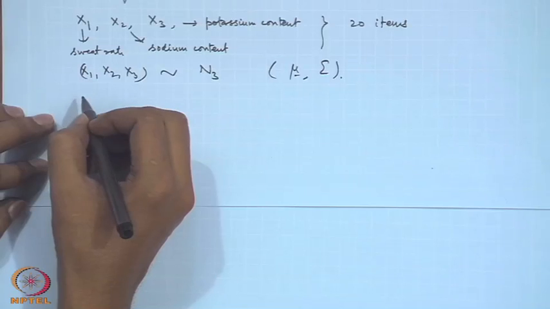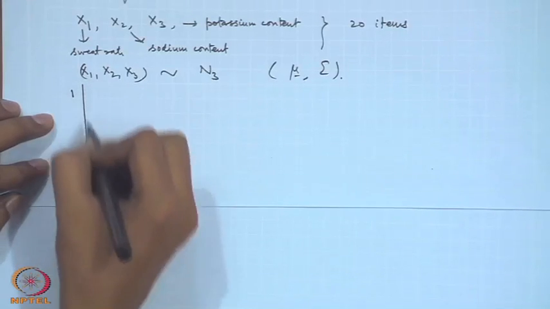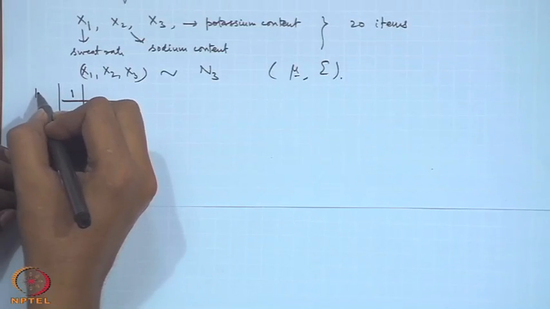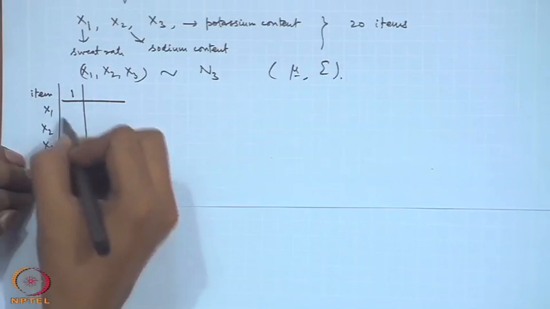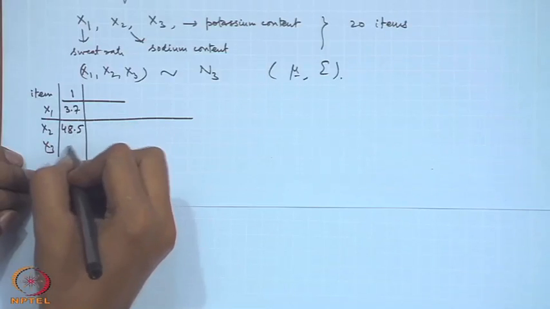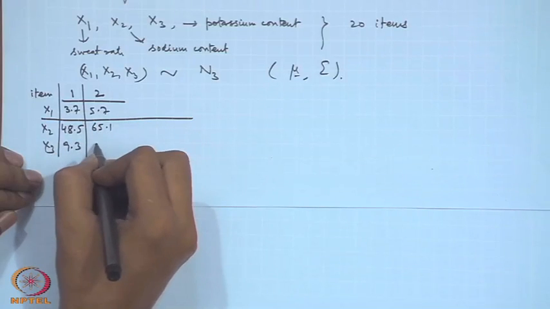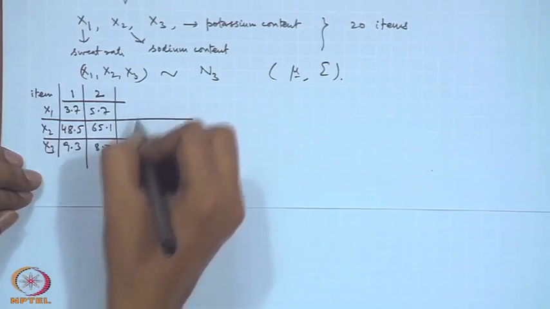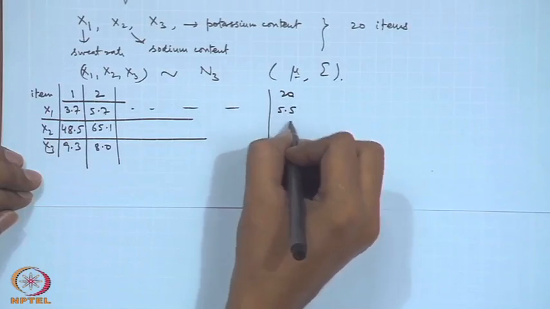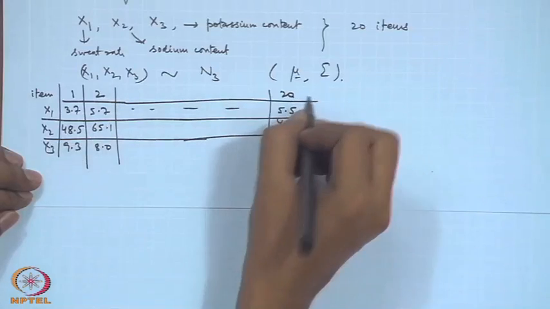Data is observed in the following fashion. For item number 1, for each item we are writing down the values of x1, x2, x3. So, it is 3.7, 48.5, 9.3. For the second item it is 5.7, 65.1, 8.0, like that up to 20. We are having for 20th item 5.5, 40.9, 9.4.